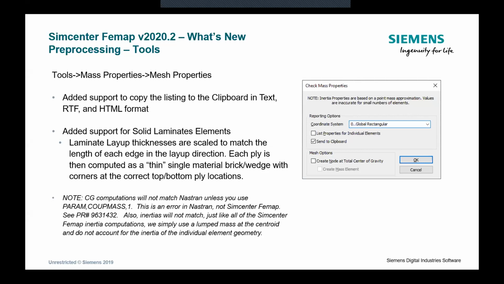We also just added a send to clipboard option to the tools mass properties mesh properties command. Again, it sends it in text, rich text, and HTML format. Another thing that we did here was we actually never included solid laminate elements in the mesh properties before. Now they're included as of 2020.2.